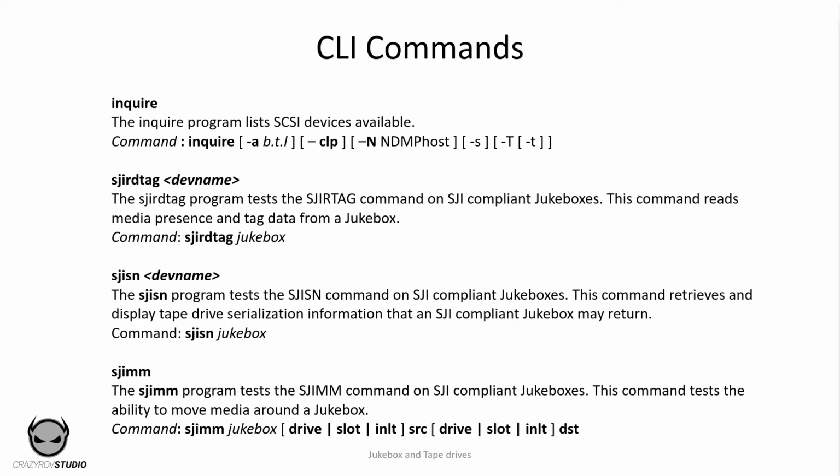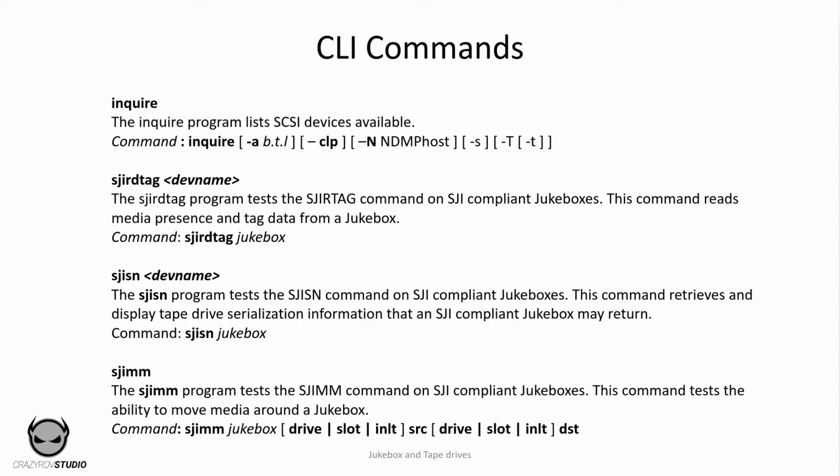This command also helps you to check if what you see on NetWorker is the same as what is physically present on the tape drive or the tape library. The next command is sjisn, which also takes the BTL address as a parameter. It retrieves and displays tape drive serialization information from a SCSI compliant jukebox.